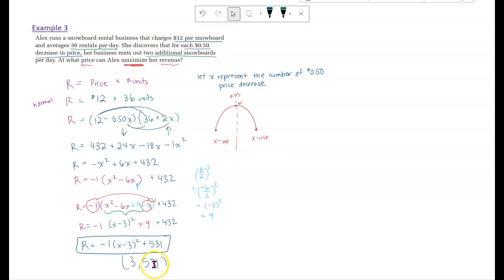The $531 is the maximum revenue, but that's not what the question is asking for. It's for the price, which is the 12 minus 0.5x. So I actually need to calculate that using the x that was figured out with the vertex. So when you calculate it, it ends up being $10.50.